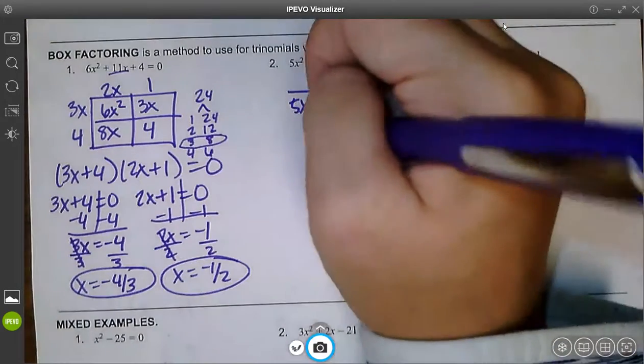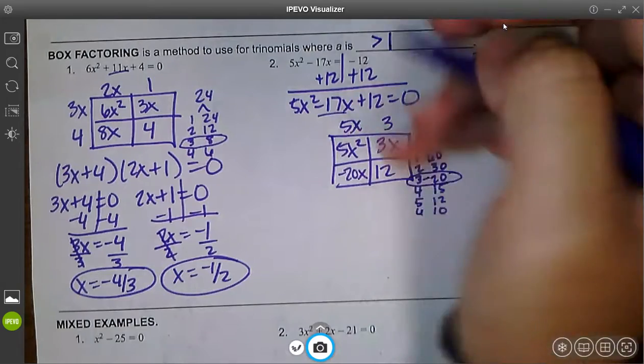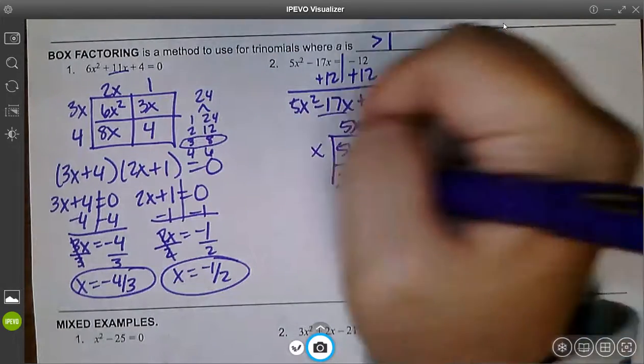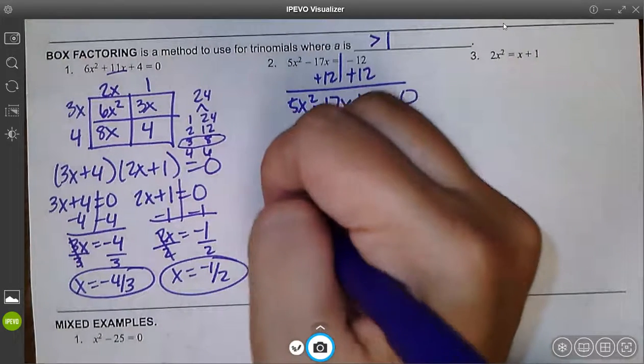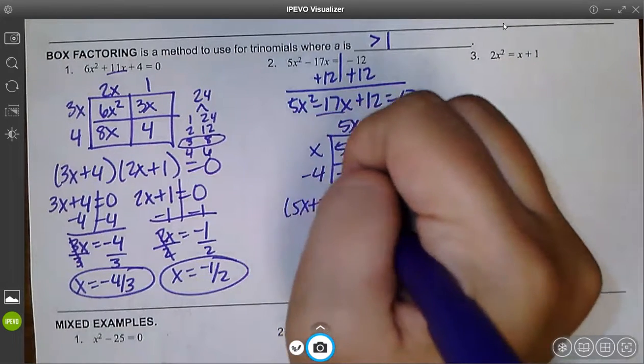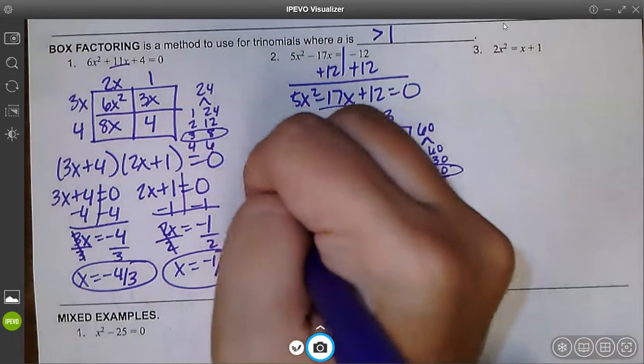Pull out my GCF. I have 5x here and 3 here. This way, they only have an x in common. And this way, we have a negative 4 in common. We want the greatest common factor. So I have 5x plus 3 and x minus 4 equals 0. Set each piece equal to 0 separately.